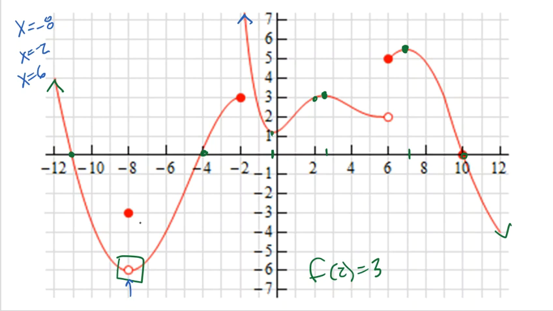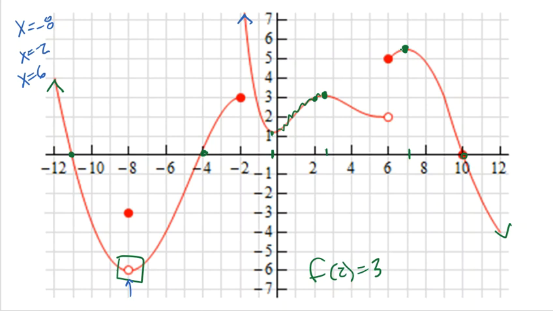Where's it increasing? It's increasing from -8 to -2, clearly increasing. It's increasing from about, again, -0.2 to maybe 2.8, somewhere in there. You could see that the graph is increasing. And it's also increasing, again, from 6 to 7. In a very small area, the graph is increasing right there.